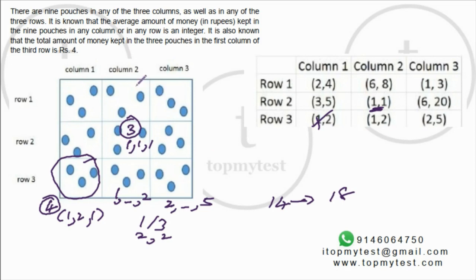Let's add this column wise. If you add this column wise, column 2, this is 6, this is 8. We don't know the missing value. 6 and 8 is 14 we already have. 14 plus 3 is 17. 17 plus 3 is 20.